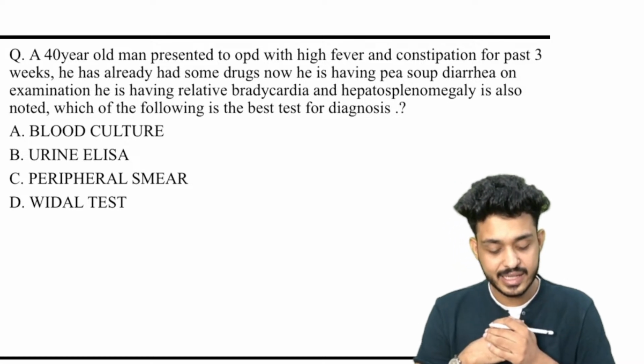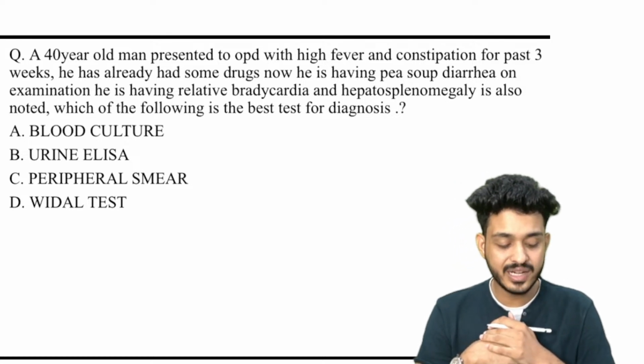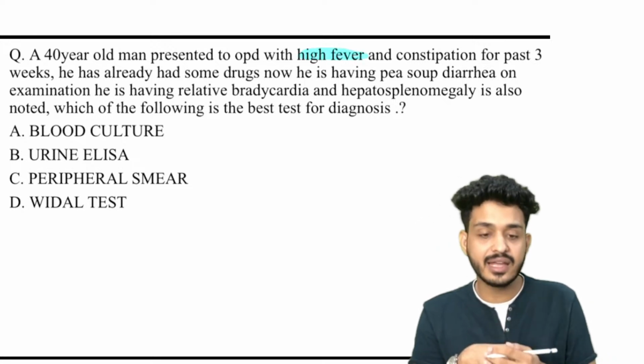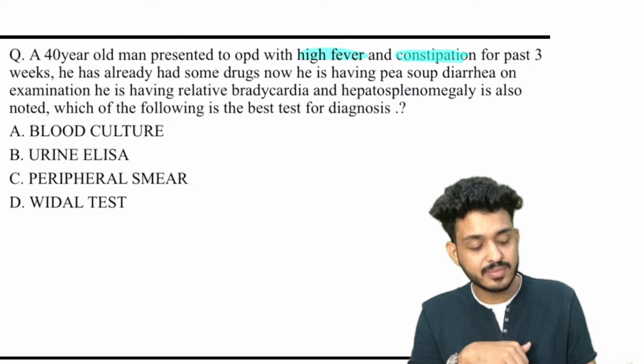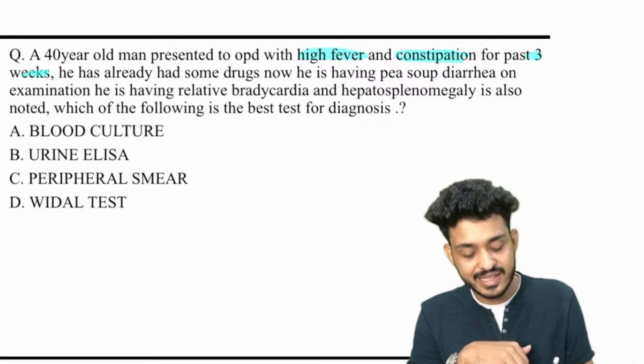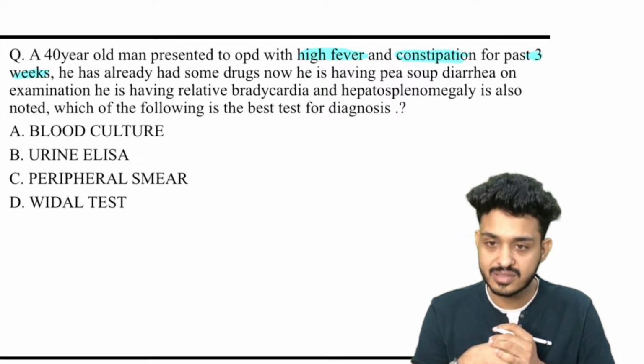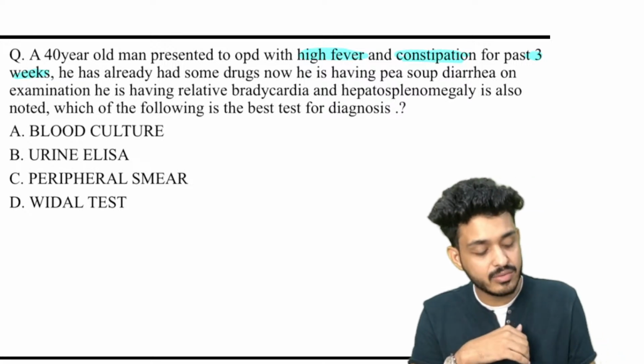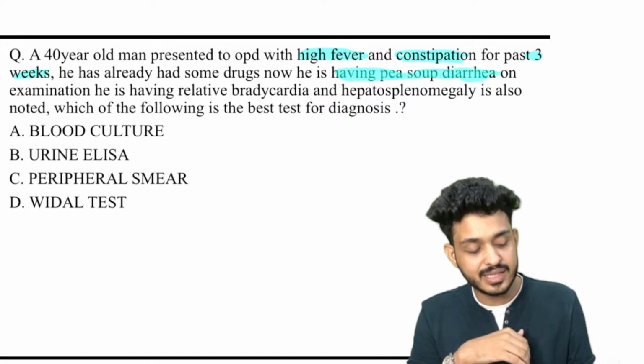Now try to solve this one. A 40-year-old man presented to OPD with high fever. What complaints does the patient have? The patient is having high fever. The patient is having constipation from the last 3 weeks. He has already had some drugs and now he is having what kind of diarrhea? Pea soup diarrhea.